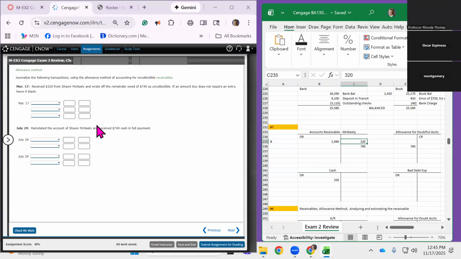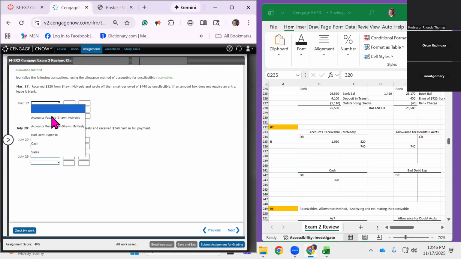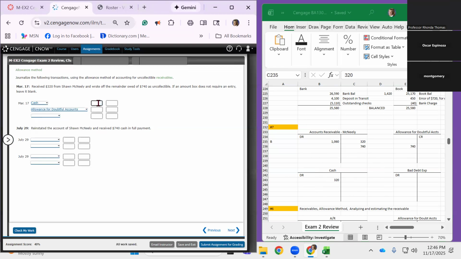So we wrote off the 320. No, we accepted the 320 because he paid us in check, right? So here comes cash for 320. Okay, there it is. We wrote off his 740. Okay, so we are making the allowance. So we're writing it off. So here comes the cash of 320. We wrote off the amount of 740 out of his account.